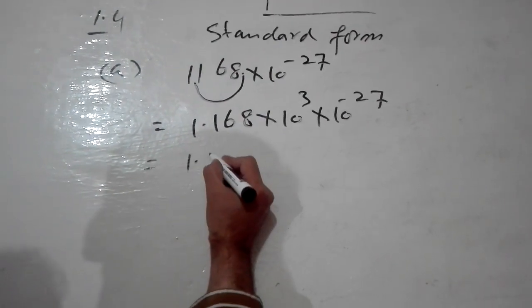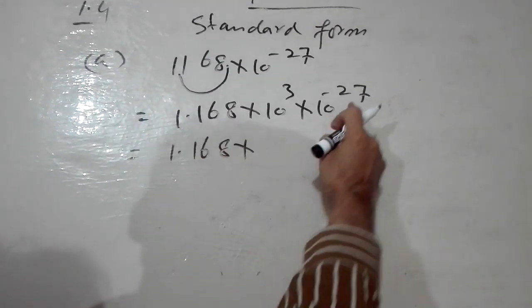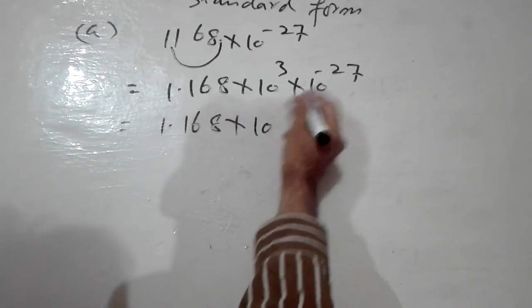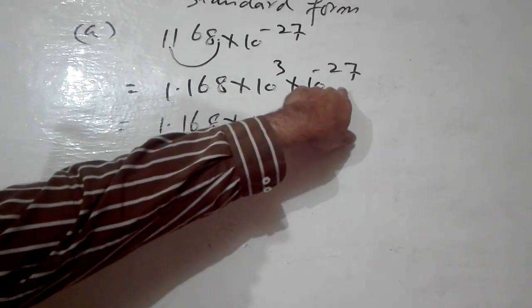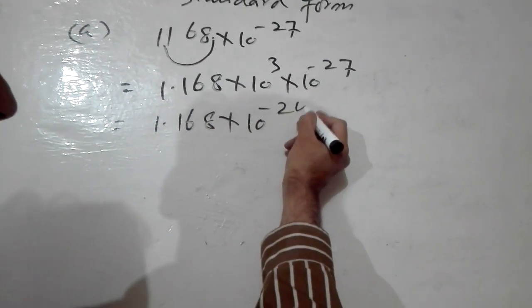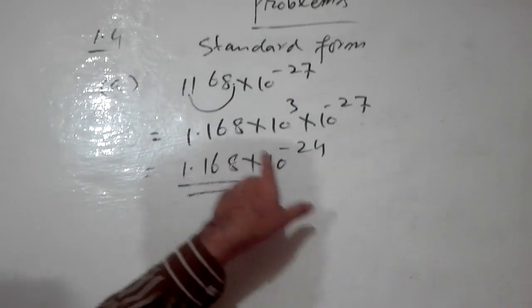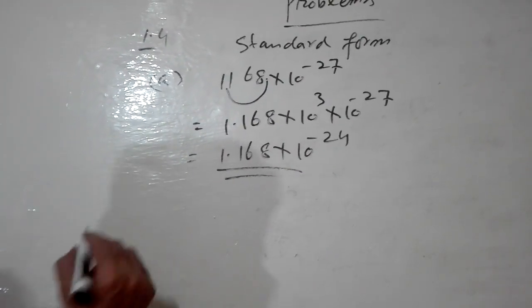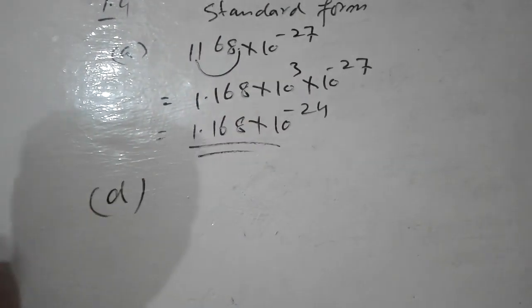Now I will simplify. Minus 27 plus 3. Bases are the same. We will subtract 3 from 27. So the answer is minus 24. So this is the question in our standard form. Now the remaining B and C parts you will do. I will do the D part, and the remaining you can do easily.